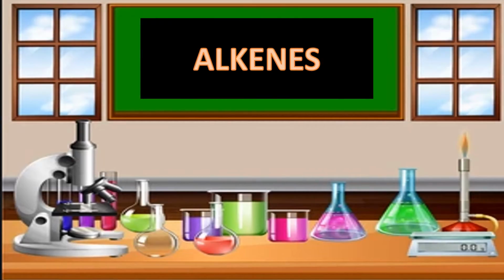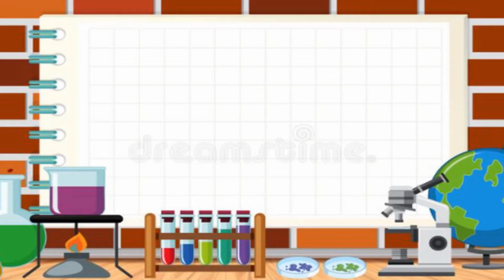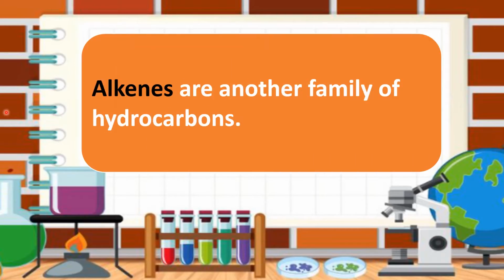Hello everyone, for today's topic you're going to learn about alkenes. Please don't be confused between alkanes and alkenes. Last meeting we discussed alkanes, which have carbon-carbon single bonds. Alkenes, our discussion today, have carbon-carbon double bonds. So alkenes are another family of hydrocarbons.